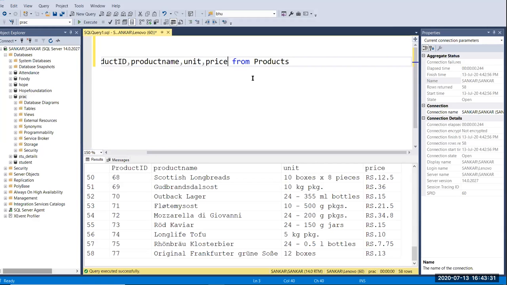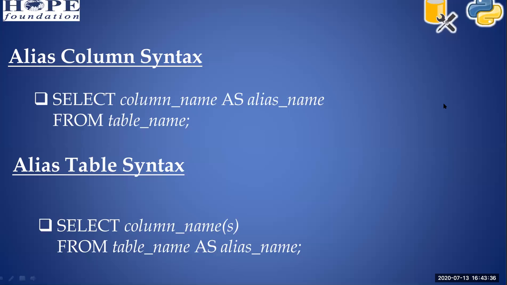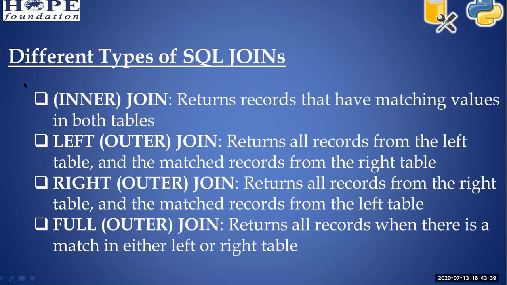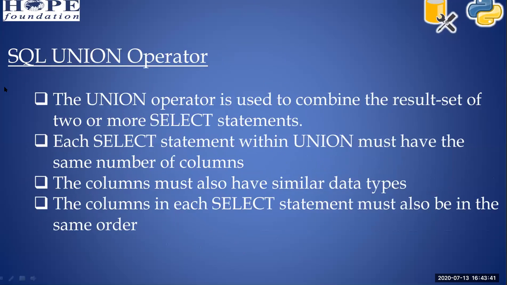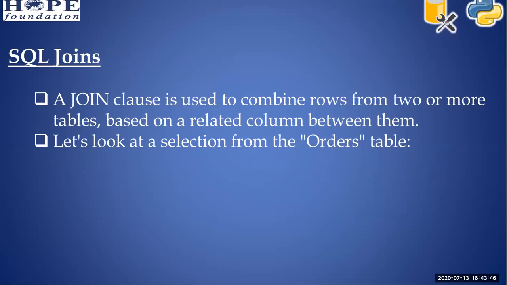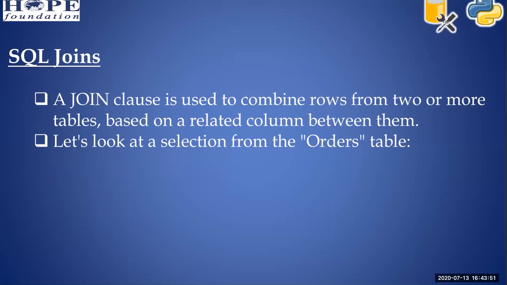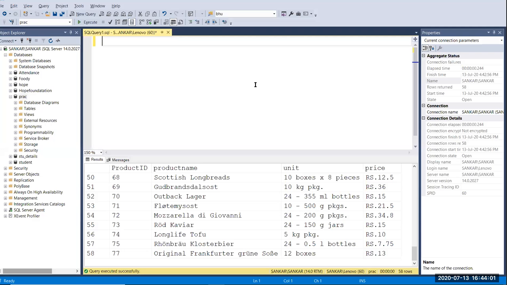Okay, so let's move on to another topic. Next we'll go with SQL joins. Before that, we will see some keys, that is primary key and foreign key. Those are very much important.